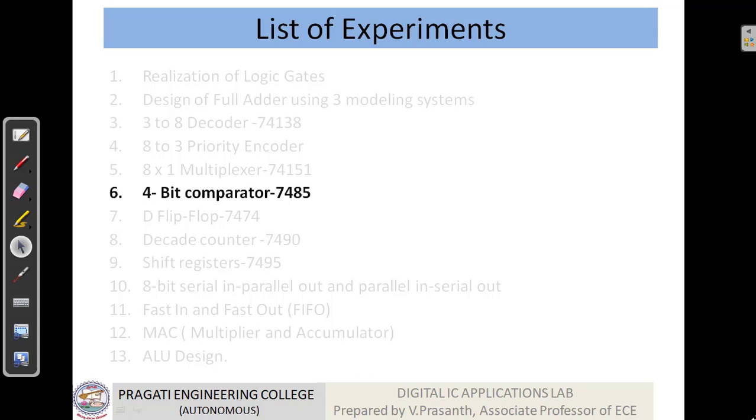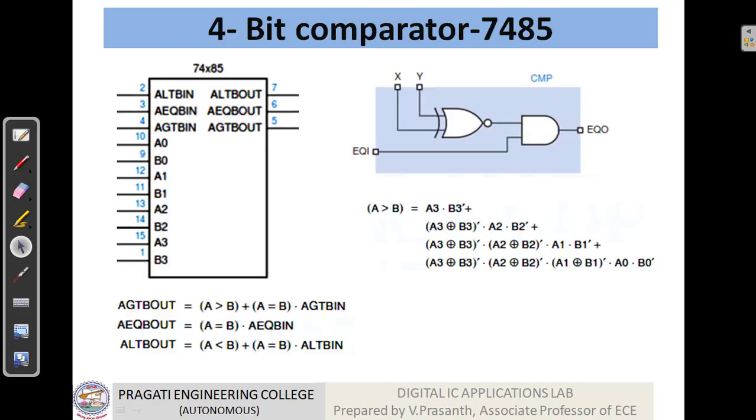Good morning students. Today we will be discussing the 4-bit comparator SN7485. This is the pin configuration of a 4-bit comparator SN7485. It has 8 inputs and 3 control inputs, namely 11 inputs in total. The 3 control inputs are A less than B input, A equal to B input, A greater than B input.